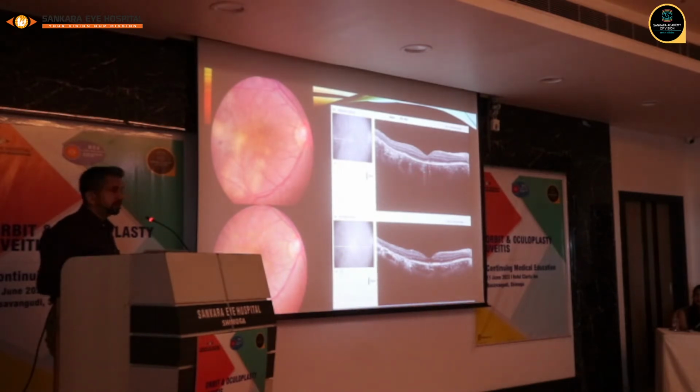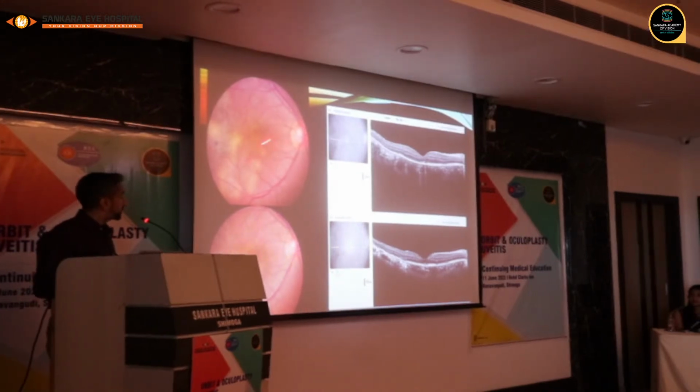This is at 1 year follow-up. This patient was diagnosed to be quantiferon TB gold positive. He underwent a 6-month course of ATT and then received steroids. So you can see that the lesions have all resolved here nicely with scarring. And this patient's vision improved from 6/36 to 6/9 over a course of 1 year.